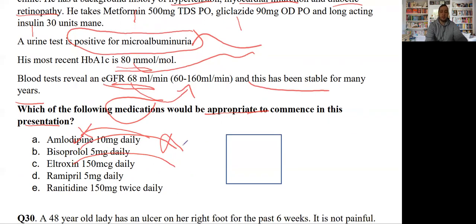Levothyroxine is thyroxine. There is no connection here, and this is absolutely wrong. Ramipril, I think, is the right answer for this patient, and ranitidine is an H2 blocker, and this is wrong. So the right answer here is Ramipril.